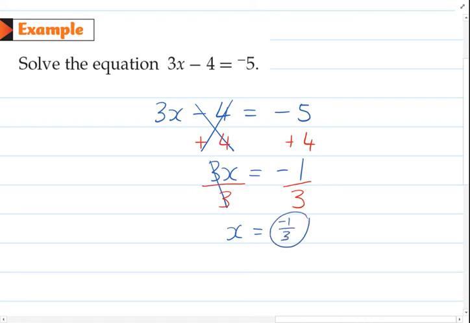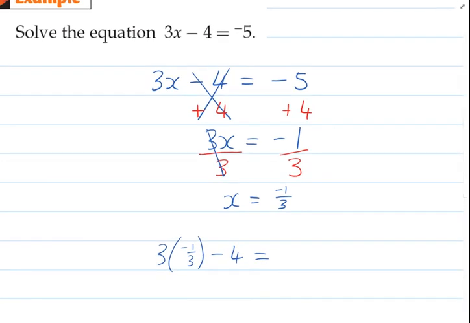So if we want to check, we're going to put that back into our equation instead of x. So that gives us 3, and then instead of x we've got negative 1 over 3, minus 4, and we've got to see what that equals. So 3 times negative 1 over 3, that's going to be negative 1. Use your calculator if you're not sure. And then we've got minus 4, and that equals negative 5, which is what our equation is equal to, and so we know that we've got the right answer.